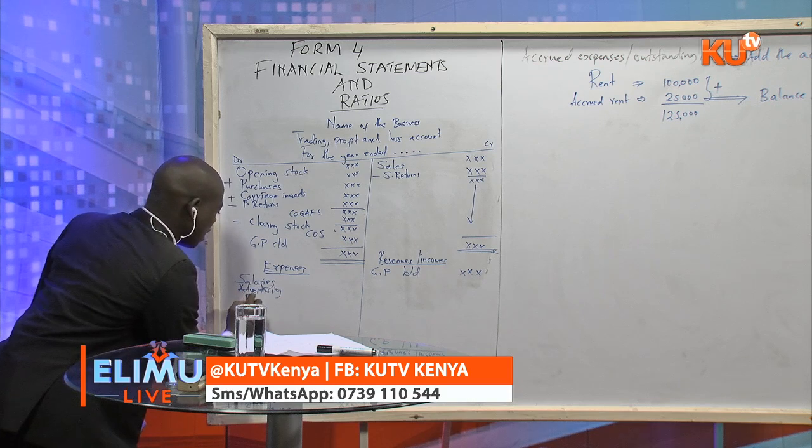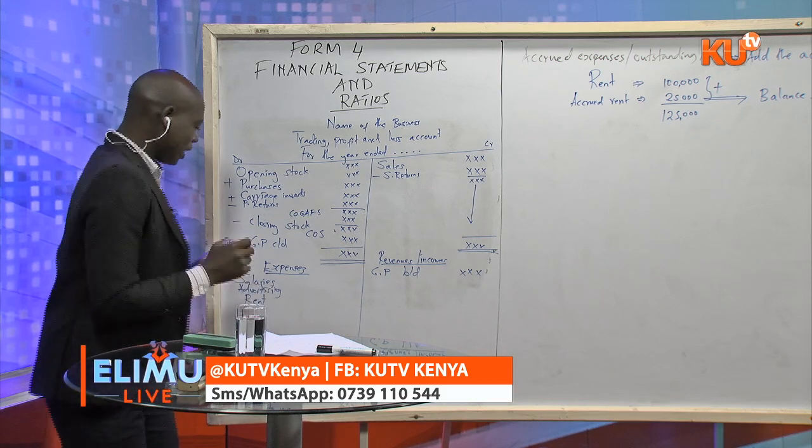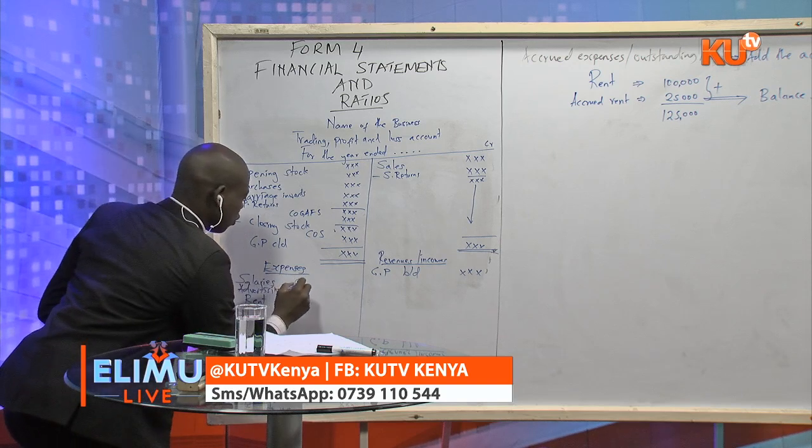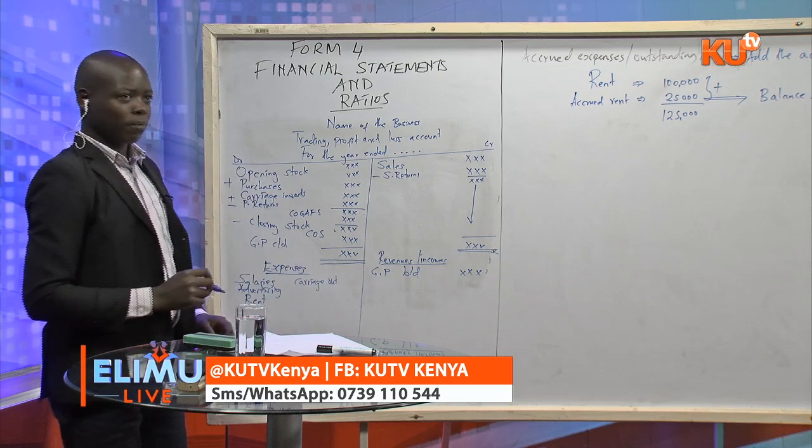Some businesses will be paying rent. That is an example of an expense. But more importantly, you need to understand what we call carriage. We have what we call carriage outward. Carriage outward is an expense.